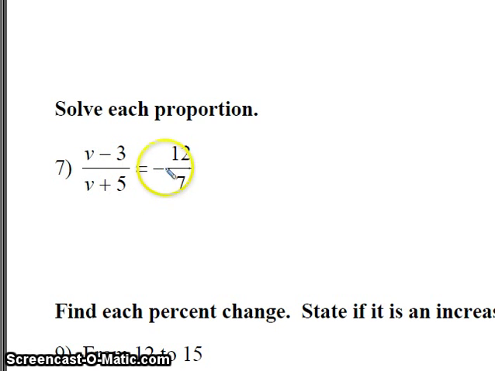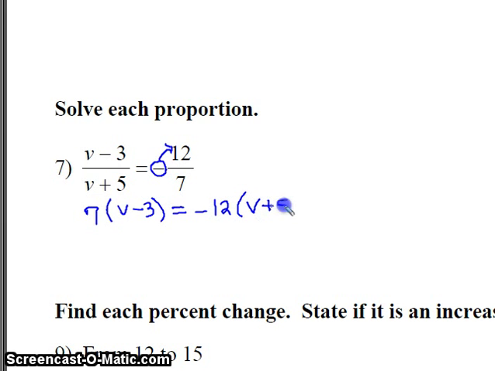Now we do probably need to decide where we want to put this negative sign. So if it were me, I would go ahead and just stick the negative sign up at the top so I don't have to mess with it. So 7 times (v minus 3), it's going to look like this. And then of course we want to put parentheses around that because it's 7 times the entire numerator, not just part of it. Same in this direction. We're going to have negative 12 times (v plus 5). All proportions can be cross multiplied. This is actually equal to this.